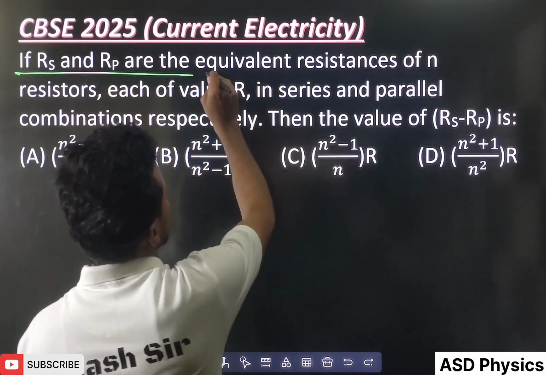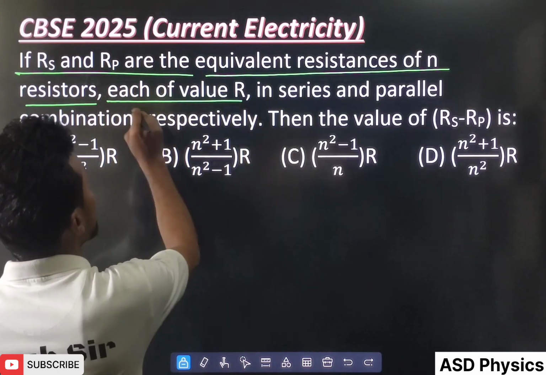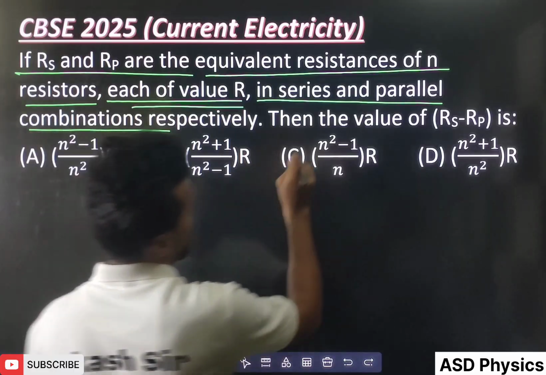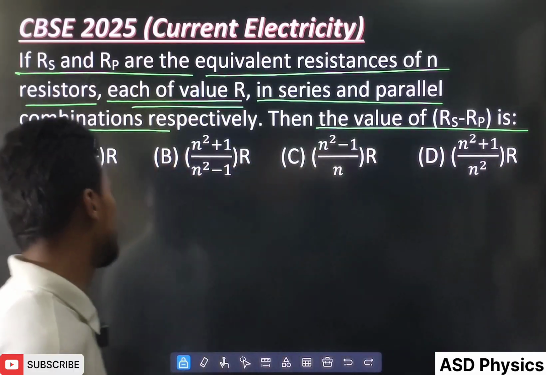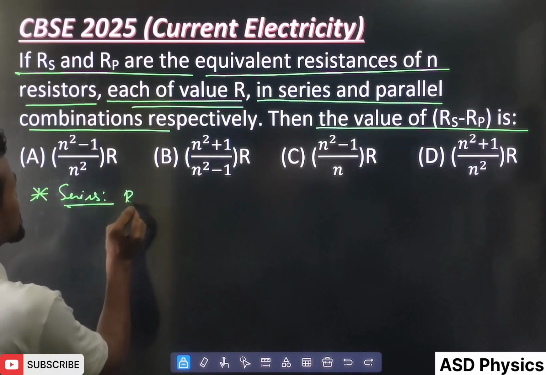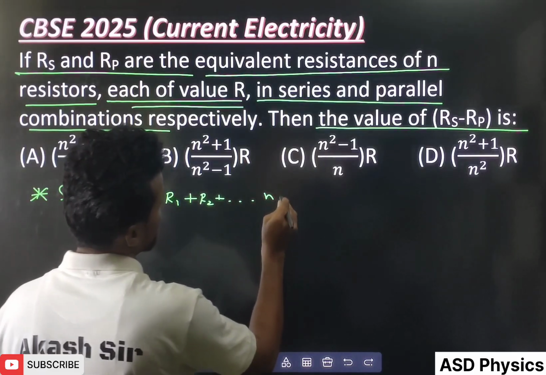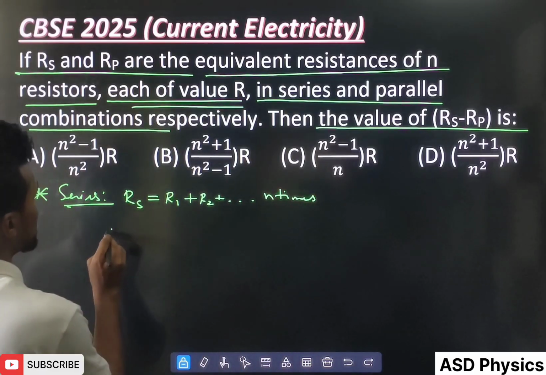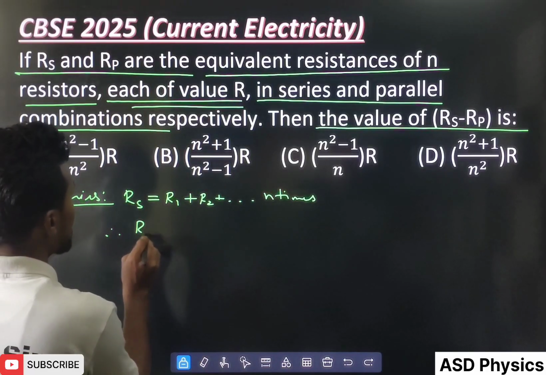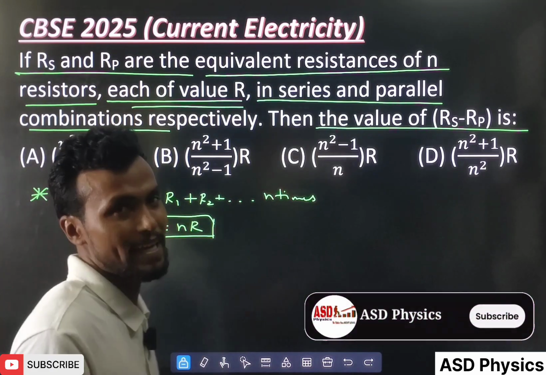Question is, see, if Rs and Rp are the equivalent resistances of the N resistors, each of value R, in series and parallel combinations respectively, then the value of Rs minus Rp is how much here? So students, remember that if I talk about the series, for series connection, what is the formula used? Rs equal to R1 plus R2 dot dot dot. If n resistors are there, we can write n times. But here remember that identical resistors are there. They are having the resistance R. So we can write in series combination, this Rs we can write R plus R plus R, how many times? N times. So it will become NR.